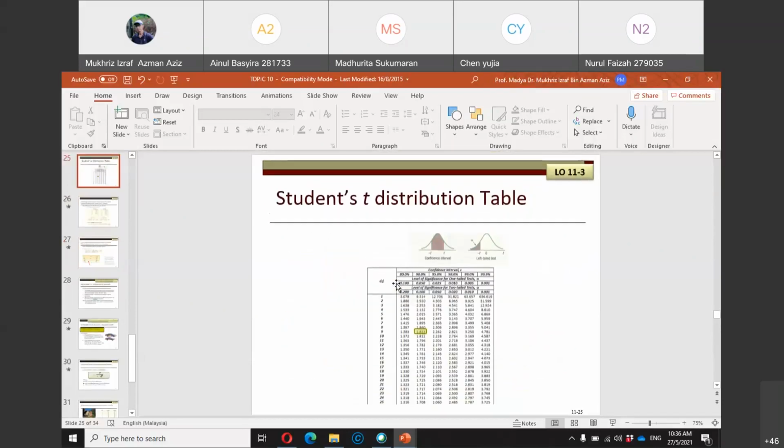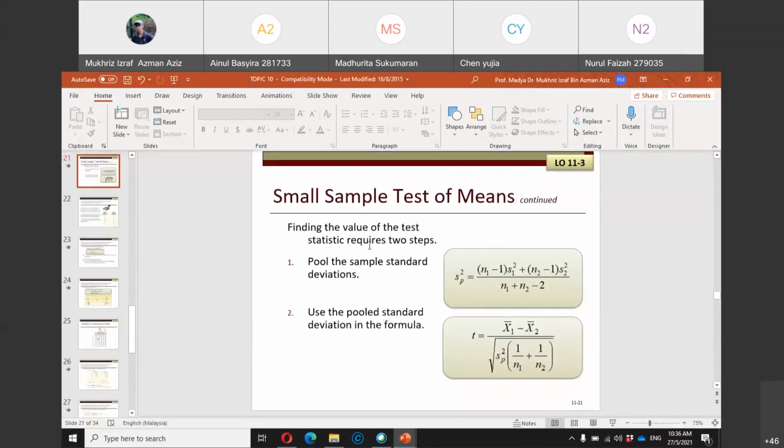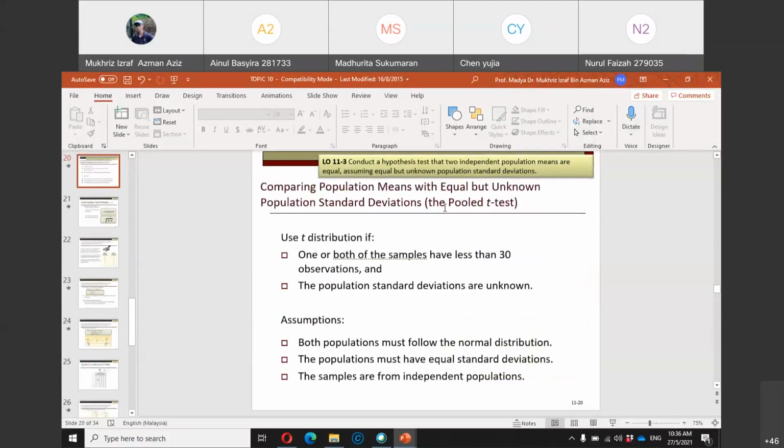So let's start on the pooled t-test first. What does it mean by pooled t-test? First and foremost, of course, the condition is unknown standard deviation. Unknown population sigma means the sigma is derived from the sample. As for this condition here, less than 30, I think for one part of the one-sample test last week, I asked you to remove this condition, correct?